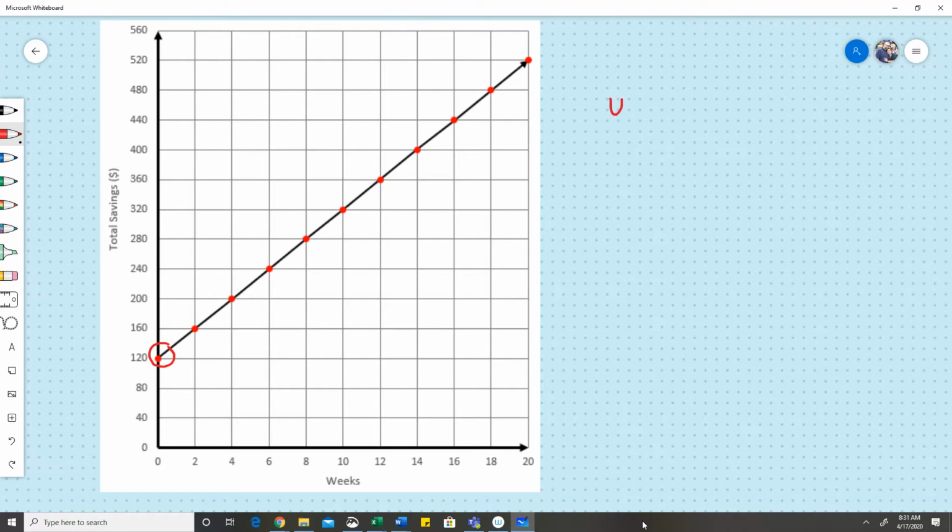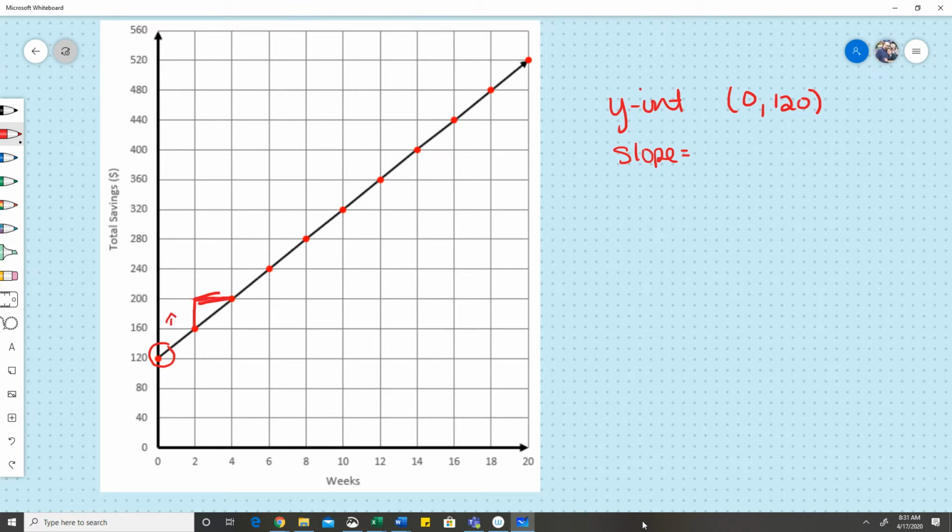Okay, so our y-intercept is at (0, 120). If we want to find our slope, I can look here, and let's say I want to go, let's do this one. I want to go up and over. I just want to connect these points in a triangle.